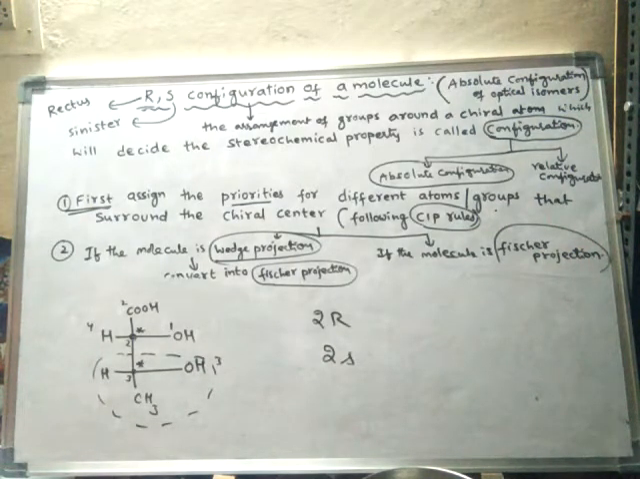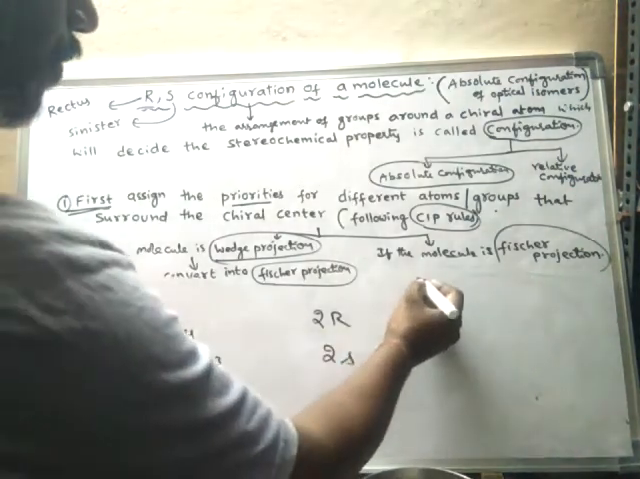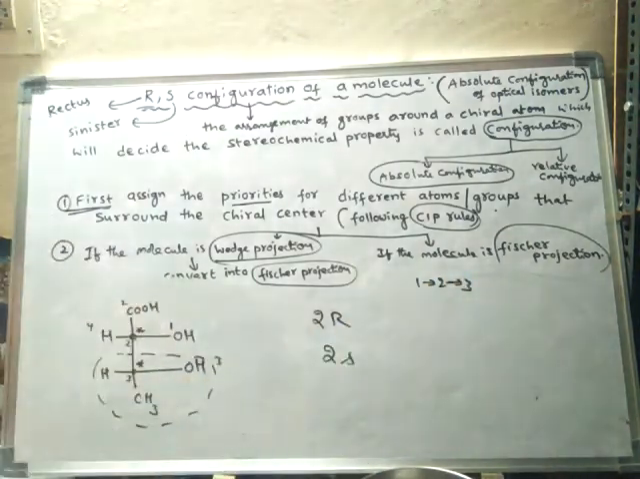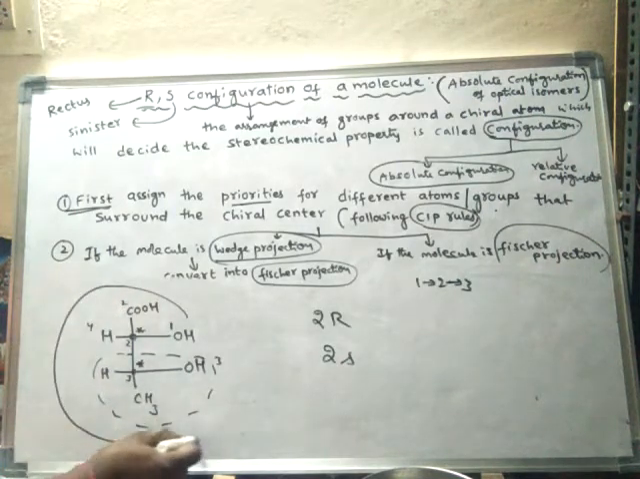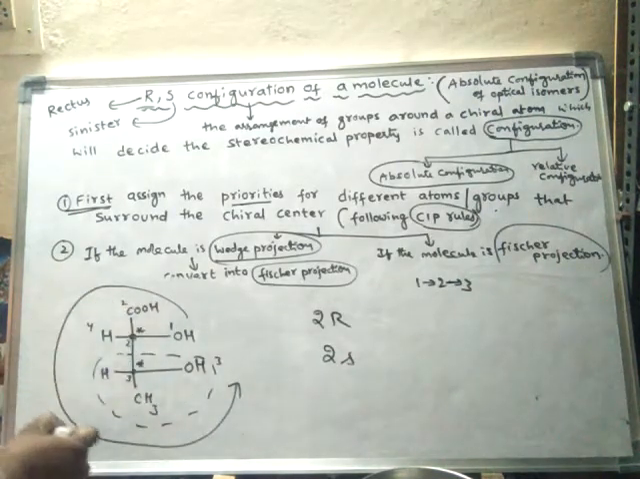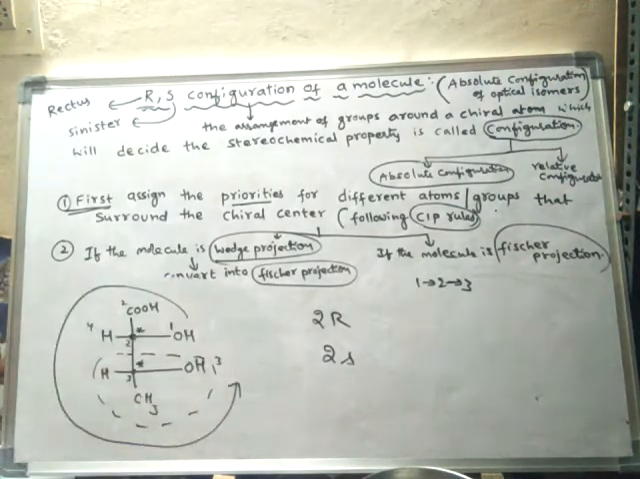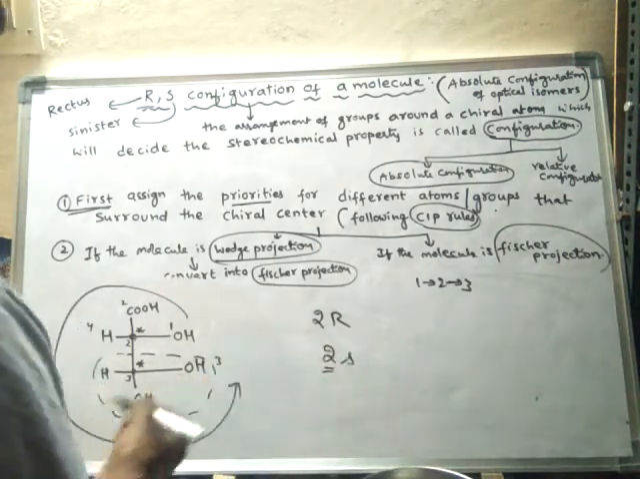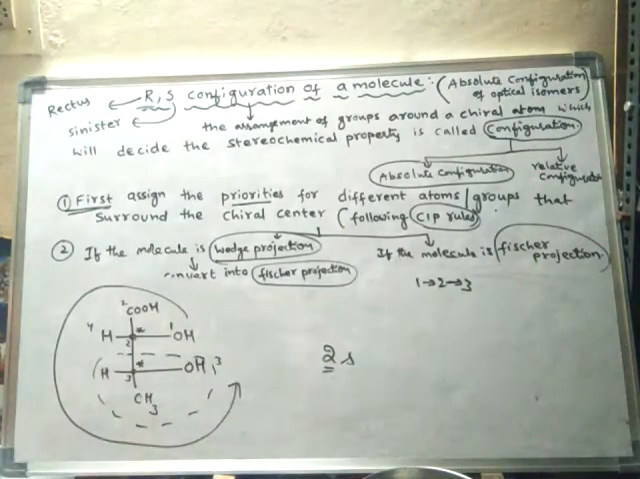Now we have to follow this order. From 1 to 2, and from 2 to 3, we have to draw an arrow. So is it following clockwise or anti-clockwise direction? It is following anti-clockwise direction. If it is anti-clockwise, it should be S. That means the second carbon should have S configuration.